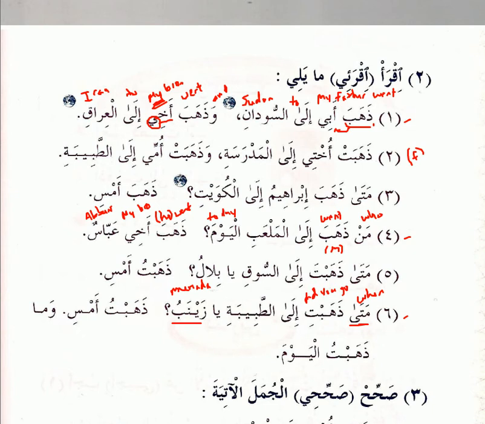Okay, so I underlined Zainab. Zainab is our munada. Where else is she in the sentence? Can you guys figure it out? Tell me what pronoun she's hidden inside, or where is she being replaced? She is in the D. Good. She's in the D.